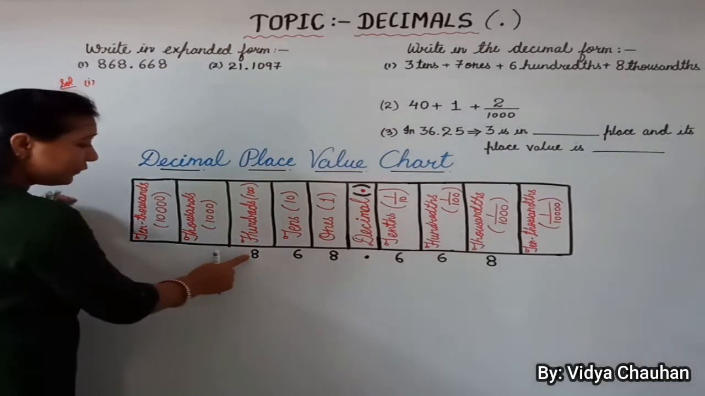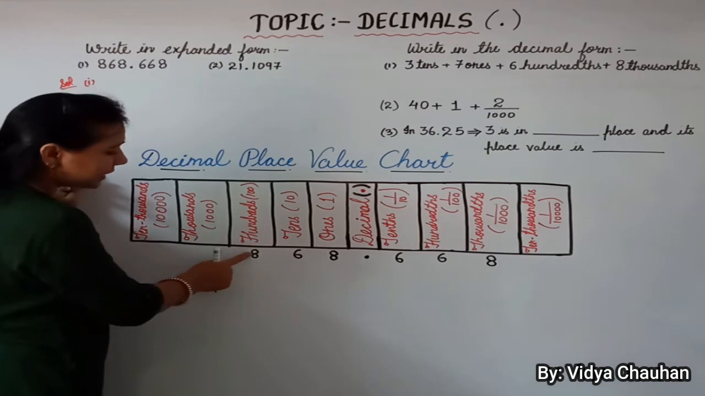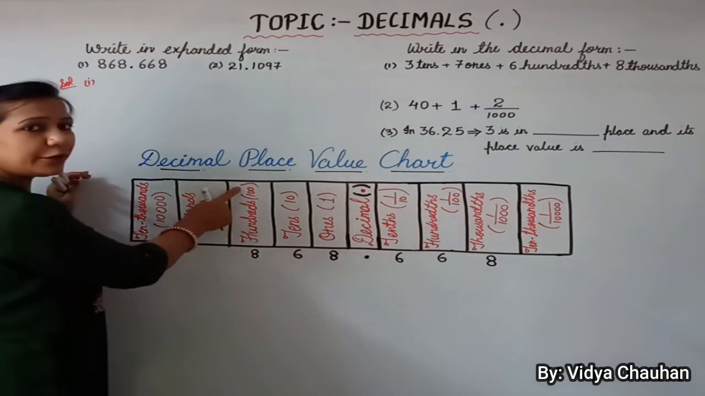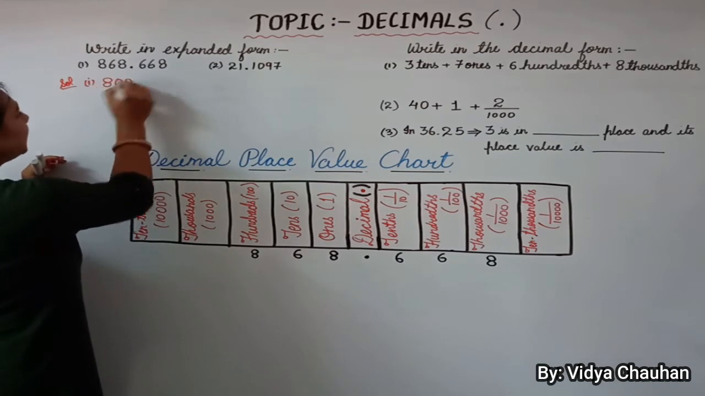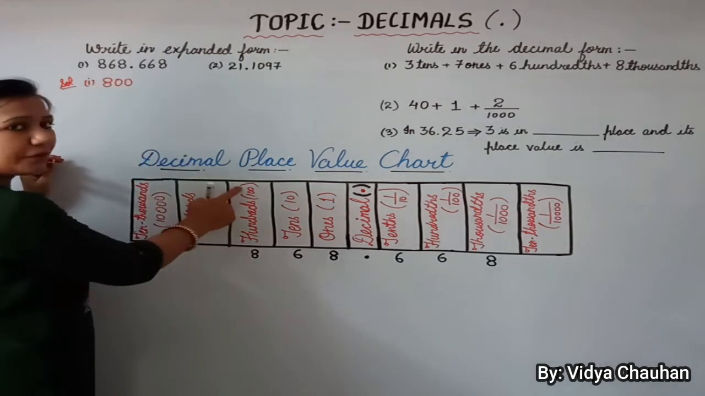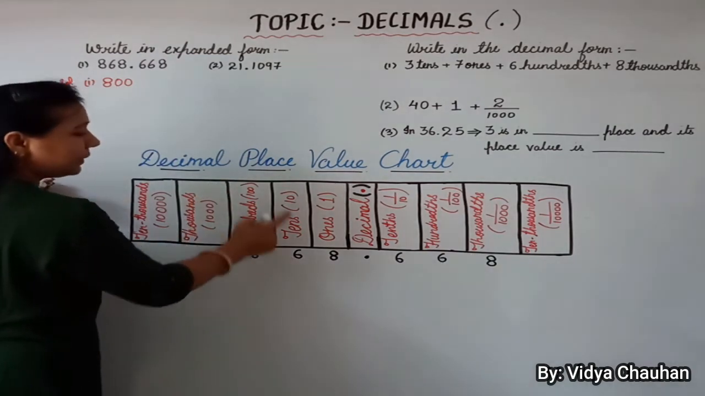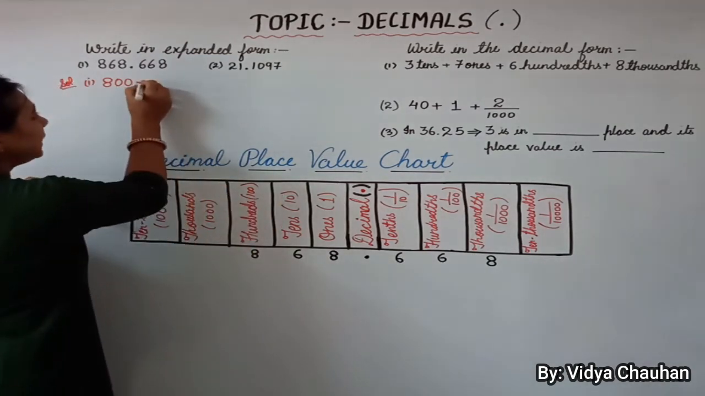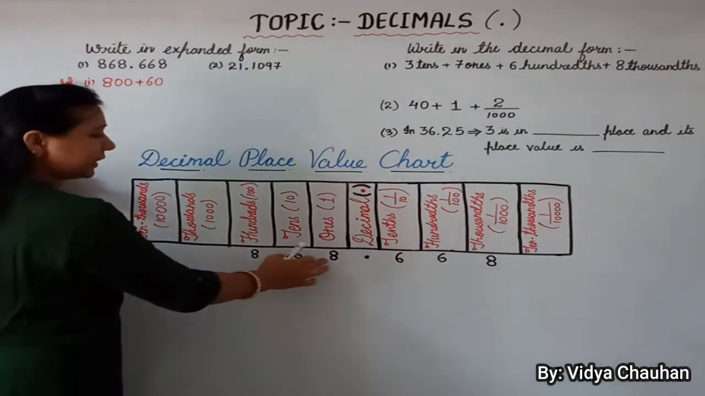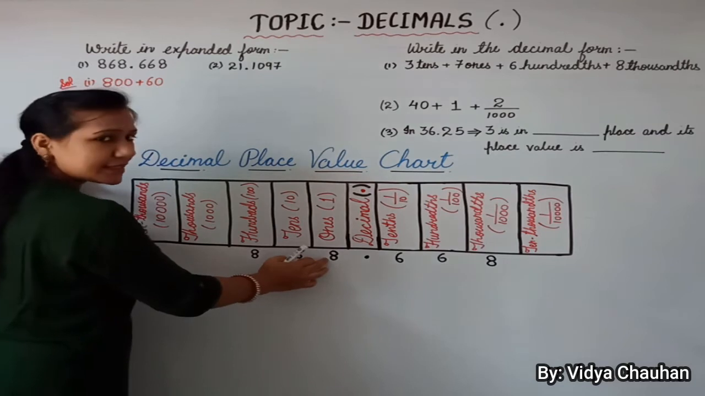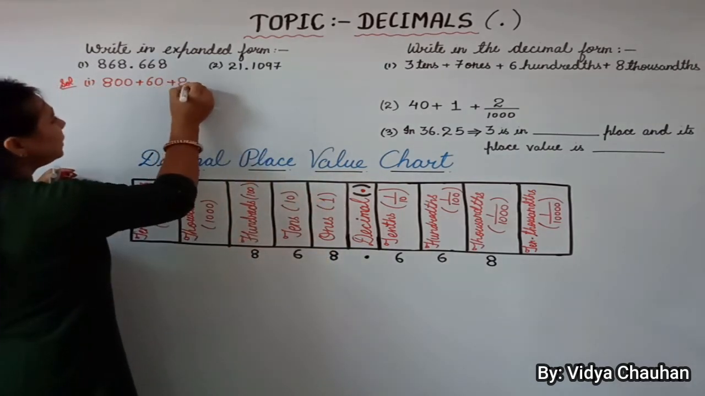868.668. Very first, what is the place value of 8? 8 is at hundreds place. That means 8 multiplied by 100. So that will give us 800. 8 multiplied by 100, so the place value of 8 is 100, so it is 800. The place value of 6 is 10, so 6 multiplied by 10 is 60. Then the next digit is 8, that is at ones place, so 8 ones are 8.